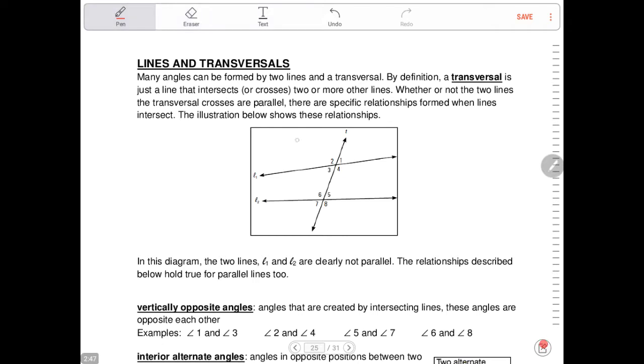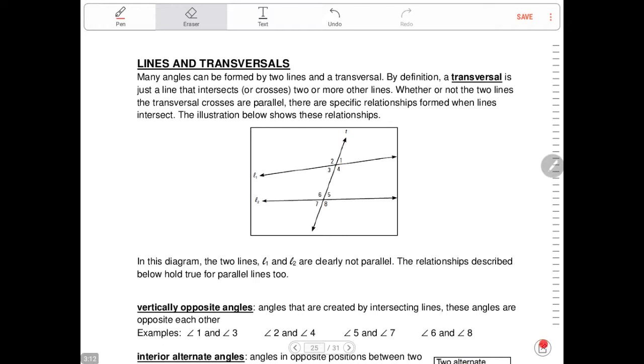The same could be said down here. If we have angle 6, angle 8, angle 6 and 8 must be vertically opposite. They're on different sides of the intersection. And then, of course, the same could be said for angle 5 and angle 7. So vertically opposite is when you have two different angles on the exact opposite sides of the intersection. Now again, I'm just reading off the notes. I'm not moving down on the page here.